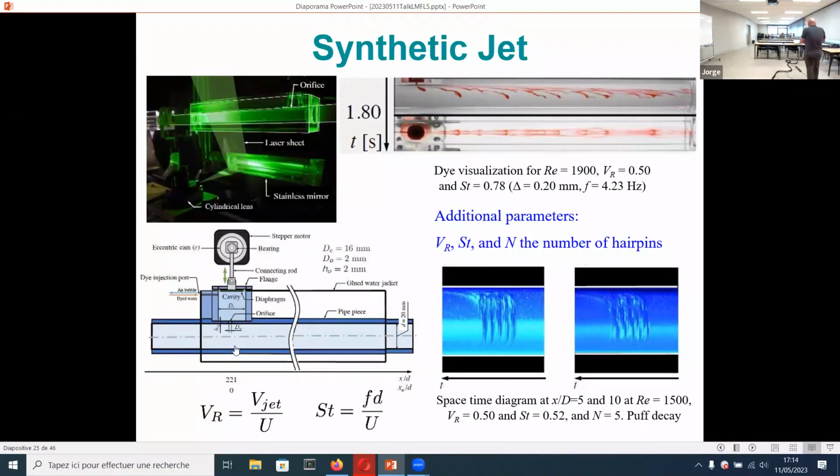One big advantage of this type of disturbance is that you can introduce a given number of hairpin vortices. For example, on the bottom right, I show you a space-time diagram. We take a vertical line on the pipe, we let the flow disturbance pass through, and you can count the number of vortices. This is at a position 5 diameters from the inlet, and this one is at 10 diameters from the disturbance inlet at Reynolds number 1500. And you can see how these 5 vortices will interact, and in this case, they will decay.